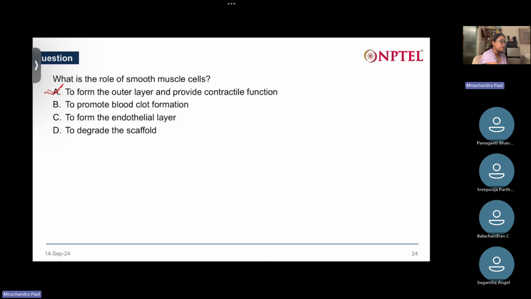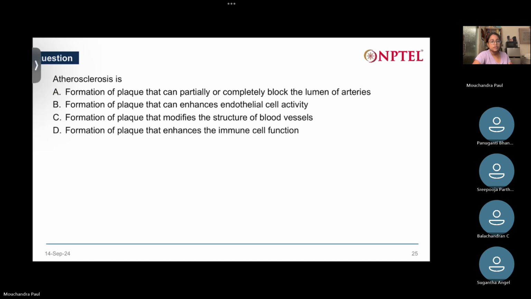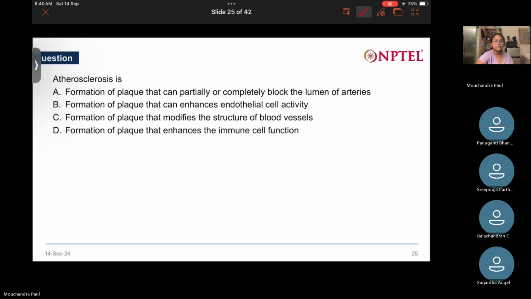The correct option is option A, right? Now, this is the next question. What do you mean by the disease termed arteriosclerosis? What happens in arteriosclerosis? A, it is the formation of plaque that can partially or completely block the lumen of arteries. B, the formation of plaque that enhances endothelial cell activity. C, formation of plaque that modifies the structure of blood vessels. D, the formation of plaque that enhances immune cell function.